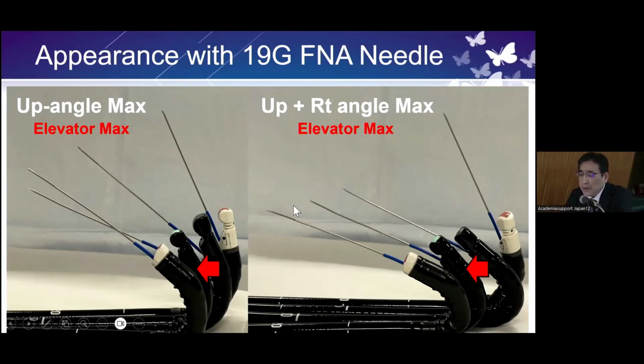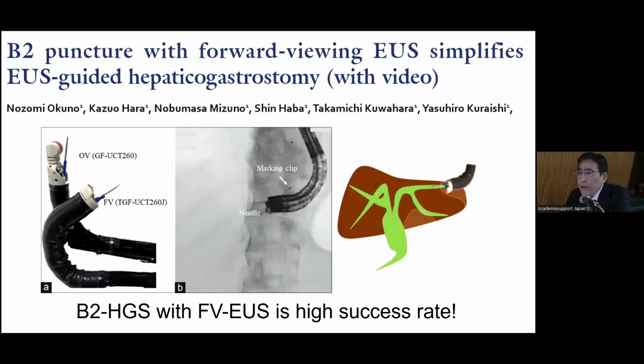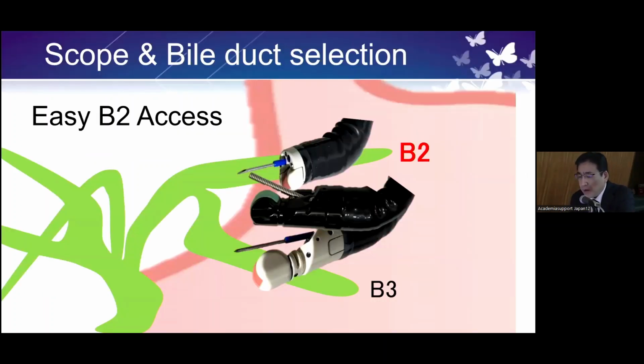This picture is the appearance of the scope. The forward viewing scope, the green one is the Fuji scope, and this is a conventional scope. Maybe you can understand the difference in the angle of the scope. Quite different. We also recommend the B2 puncture using the forward viewing scope. The forward viewing scope and the Fuji new scope have a very similar function. We can puncture B2 by either the forward viewing scope or the Fuji scope, both okay.